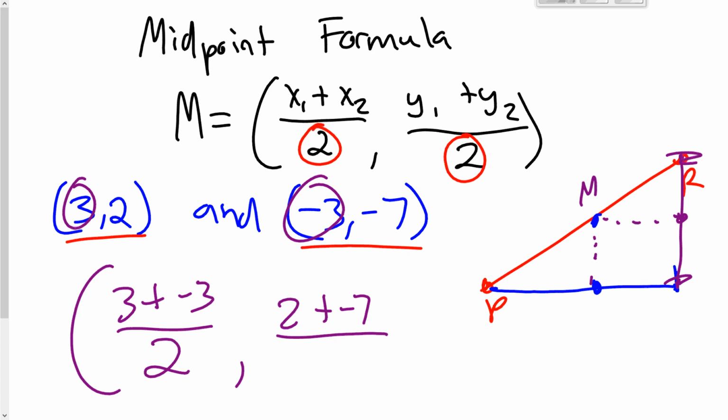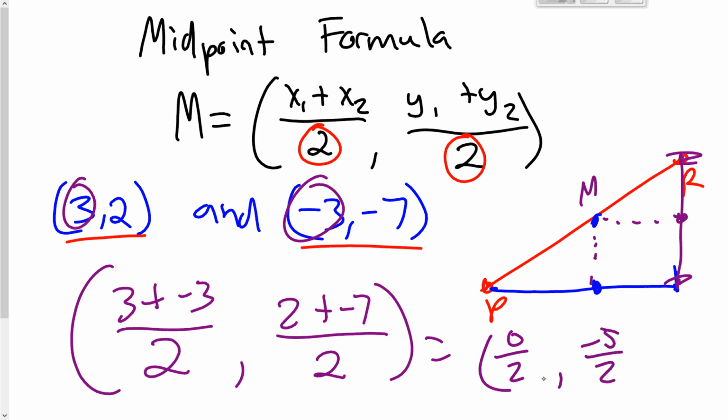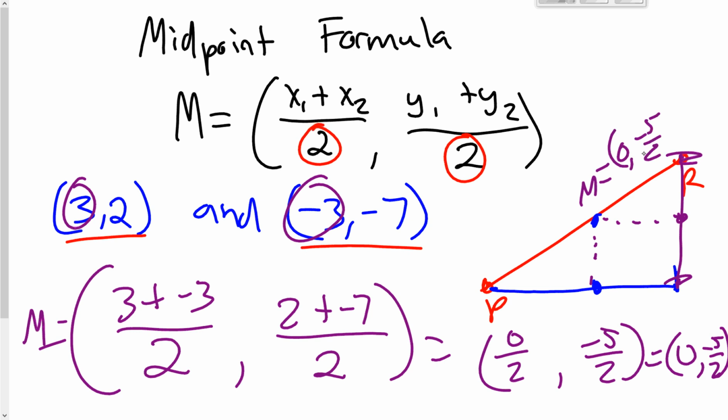Whatever point you start with, that same x and then same y. And I'm going to divide those by 2, so then we get 0 over 2, comma, negative 5 over 2, which simplifies to 0, comma. You could leave it as negative 5 halves, or you can put it as a decimal if you want. It doesn't matter to me. So there would be my midpoint M. So this midpoint would be 0, comma, negative 5 over 2. That would be the midpoint there.